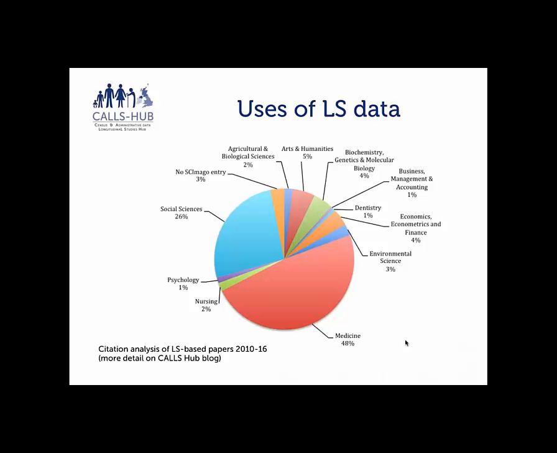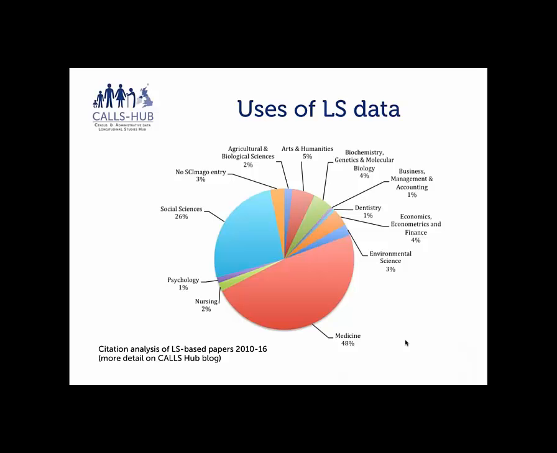So in terms of uses of the LSs, I recently did a citation analysis covering LS journal papers from 2010 to 2016. You can find more about that on our website. And you can see here the really wide range of topics that the data are used for, everything from nursing, dentistry, agriculture, business, economics. Again, the biggest two topics for journals were social sciences and medicine.